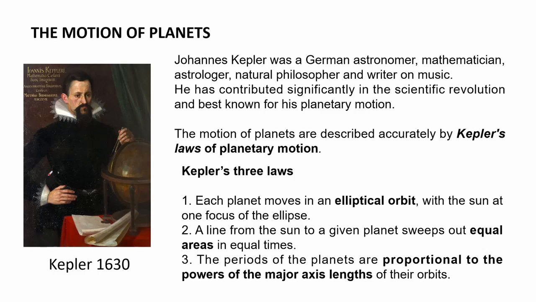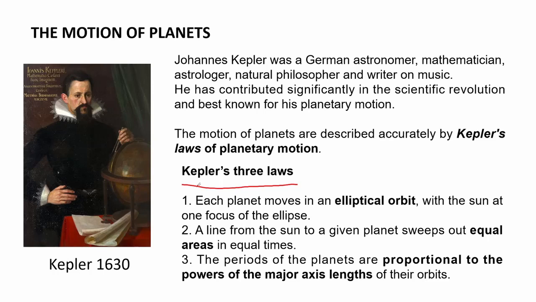Johannes Kepler was a German astronomer, mathematician, astrologer, natural philosopher, and writer on music. He contributed significantly in the scientific revolution and is best known for his work on planetary motion. The motion of planets is described accurately by Kepler's laws of planetary motion. These empirical laws are mainly based on the data collected by Kepler's mentor Tycho Brahe. These laws provided the basis for Newton's discovery of the law of gravity.